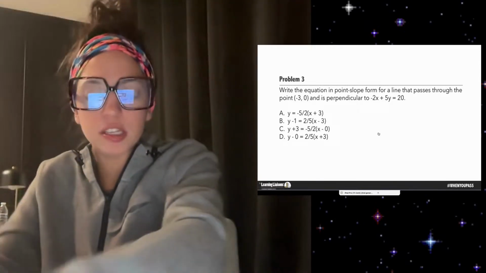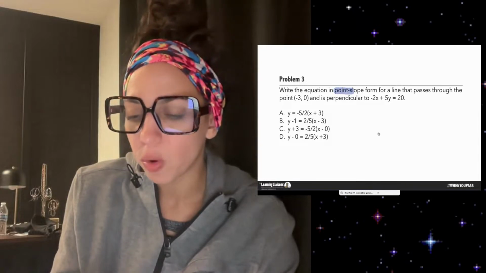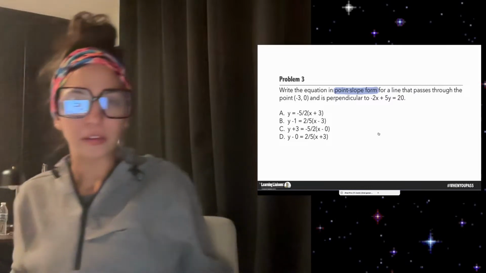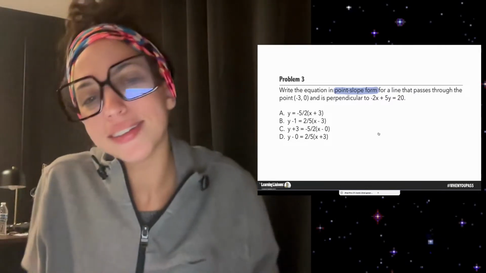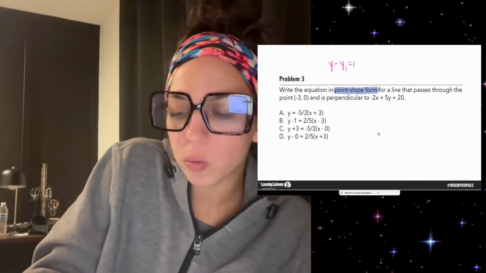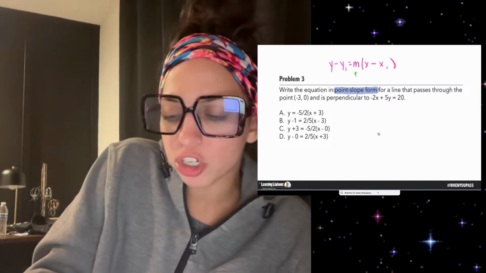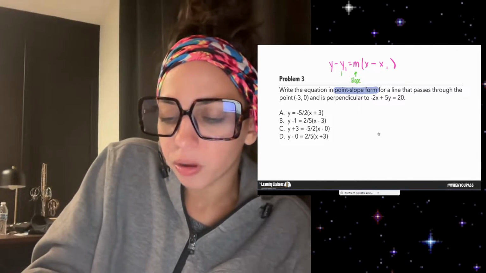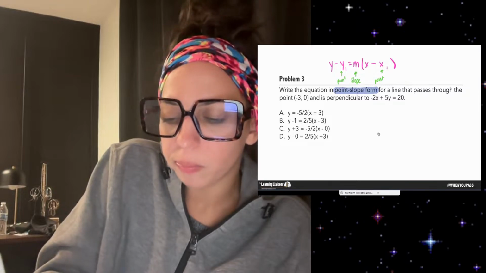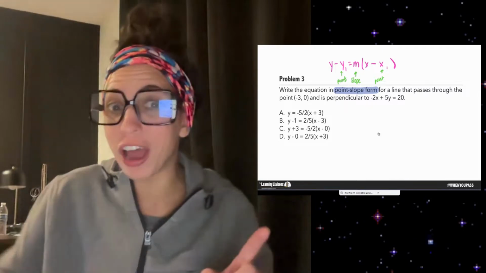So we notice that in this problem, they're asking for an equation in point slope form. What is point slope form? y minus y1 equals m times x minus x1, where m is your slope and x1, y1 is your point. Point slope form. You notice that mathematicians are not creative when they name things.